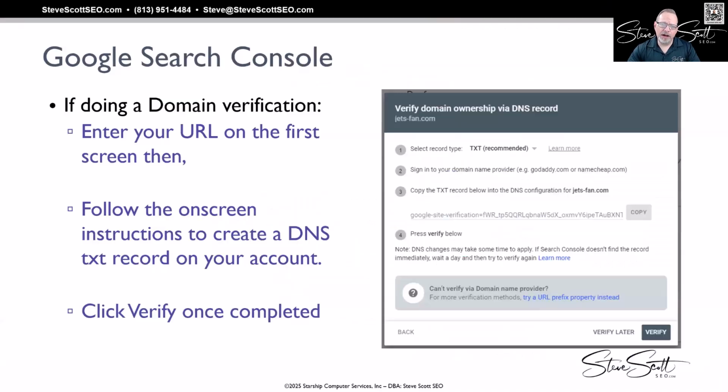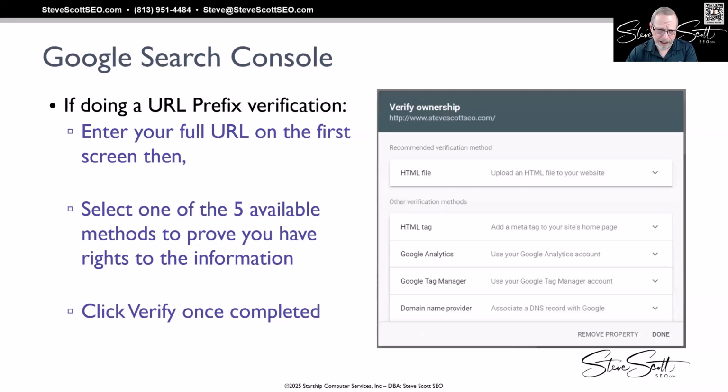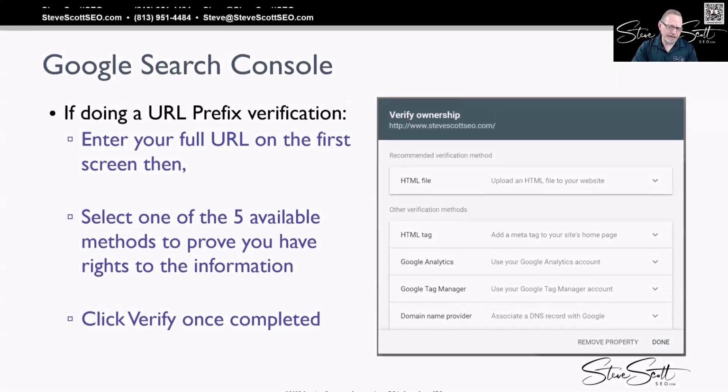Now, if you don't have the domain name access, or maybe like for me, a lot of times we get granted access to someone's site, there's a few other ways you can go about doing that. There's actually 6 different ways total, right? If you're going to do the URL, like in this case here, you see http://www.stevesco.com. So there are basically 5 other ways that are available for you to prove that you have the rights to view this information. Once you pick one of those, you hit verify to complete it, and you'll get access right away.